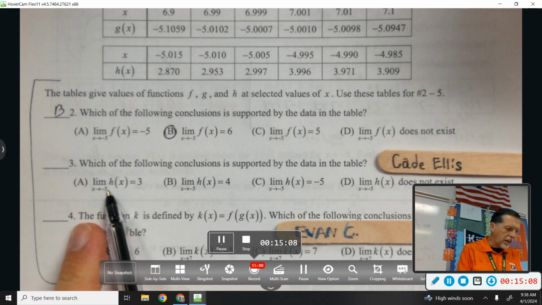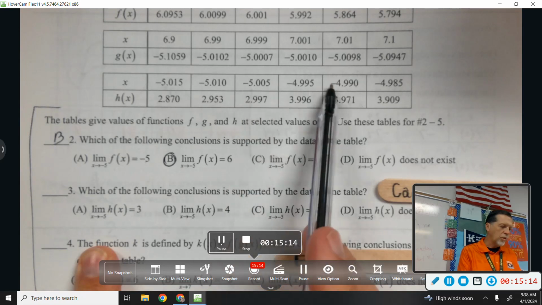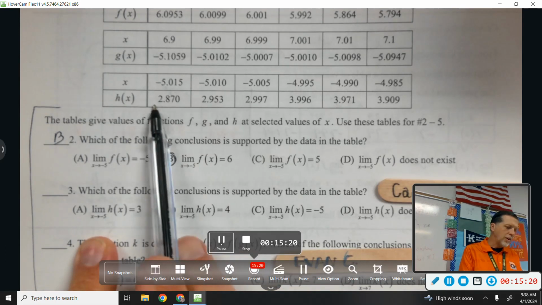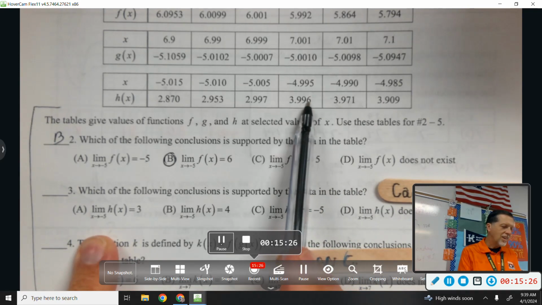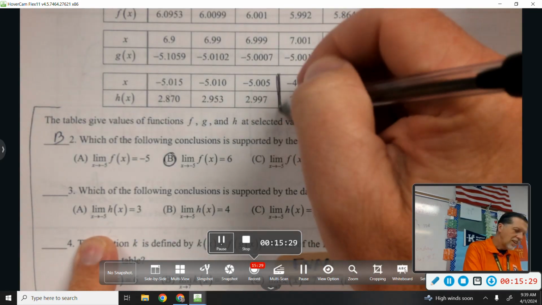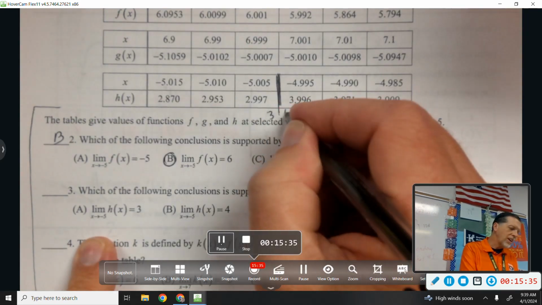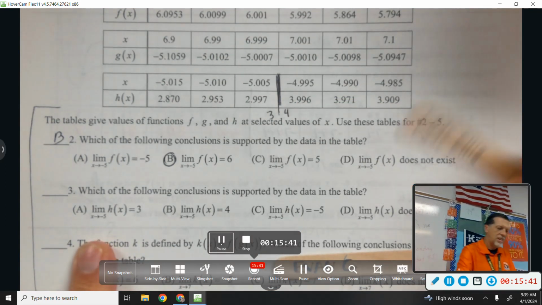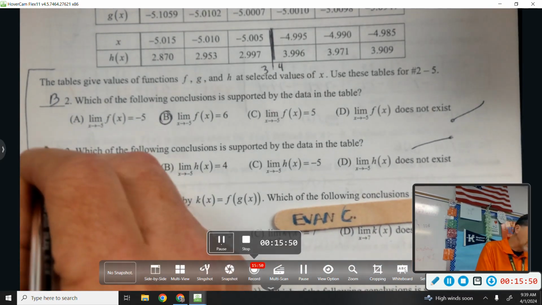Limit as x approaches negative 5 for h. So again, make sure you're looking at the right table here. So what are we approaching as x approaches negative 5? A. Well, I'd say A from the left, but from the right, 4. So if it approaches 3 from one side and 4 from the other side, what's that mean? It means it doesn't exist. We're headed toward 3 from one side and 4 from the other side. That there's something weird going on. That does not exist.